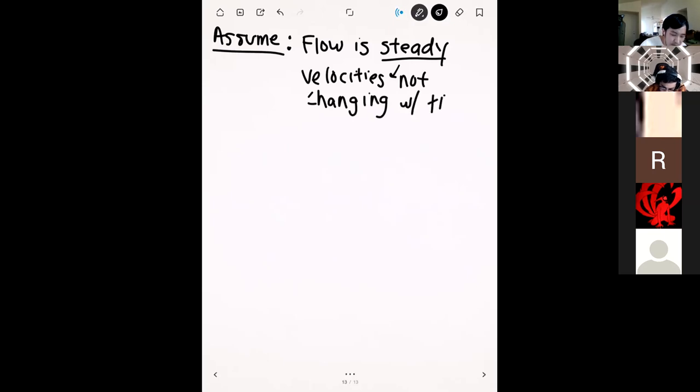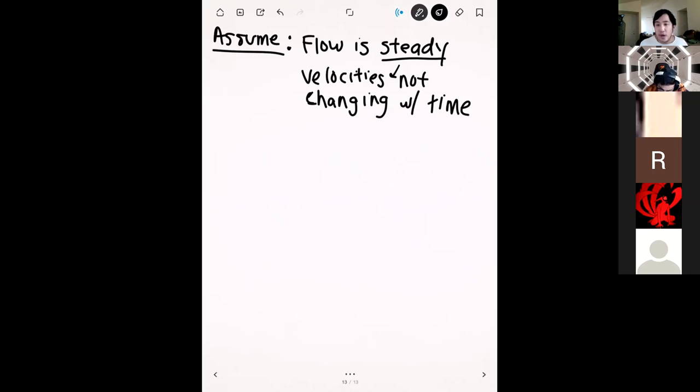When you say that you have a steady flow, that's different from saying that the flow is static. A static fluid is something we've been studying for the last couple of weeks, and that's a fluid where there's no motion at all. There's no velocity. That's different from a steady flow. A steady flow just means that the velocities are not changing with time.